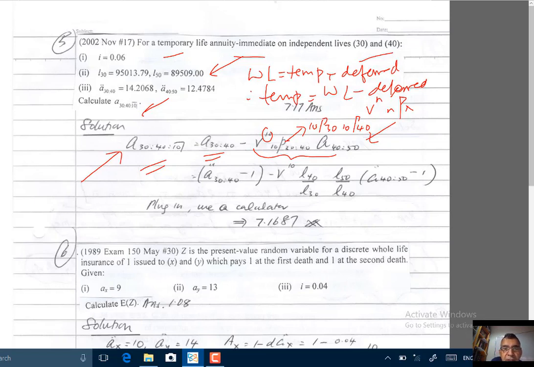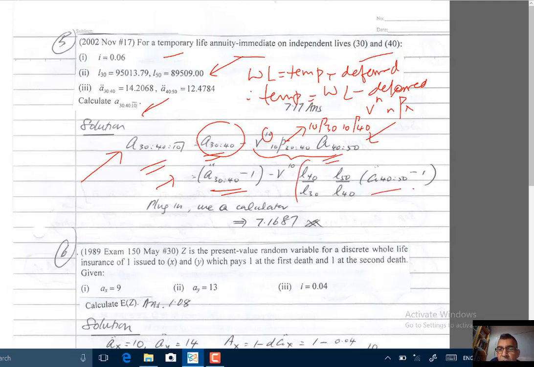Okay, so 30 colon 40 angle 10, it will be 30 colon 40, and then I've got VN and PX, and then I've got a A40 colon 50. Now this thing here is an annuity certain, so I'm converting it to an annuity due. So I have a A dot dot 30 colon 40 minus 1, and then this thing here will be A dot dot 40 colon 50 minus 1.